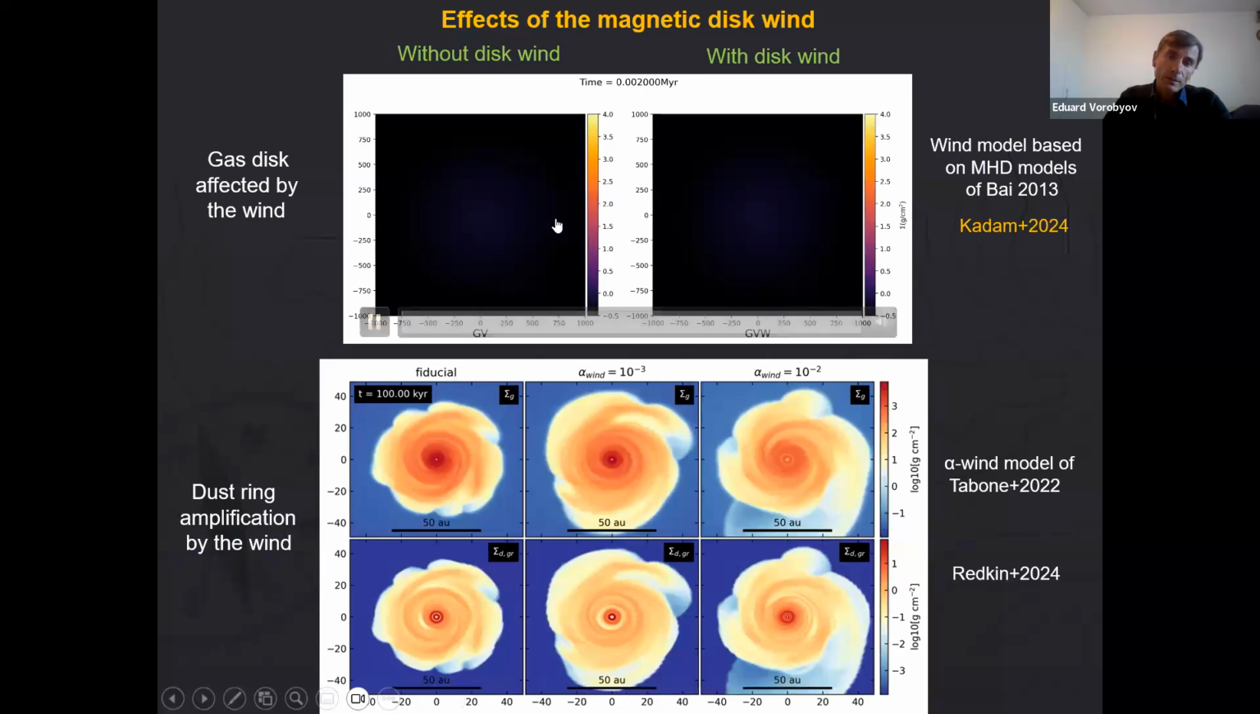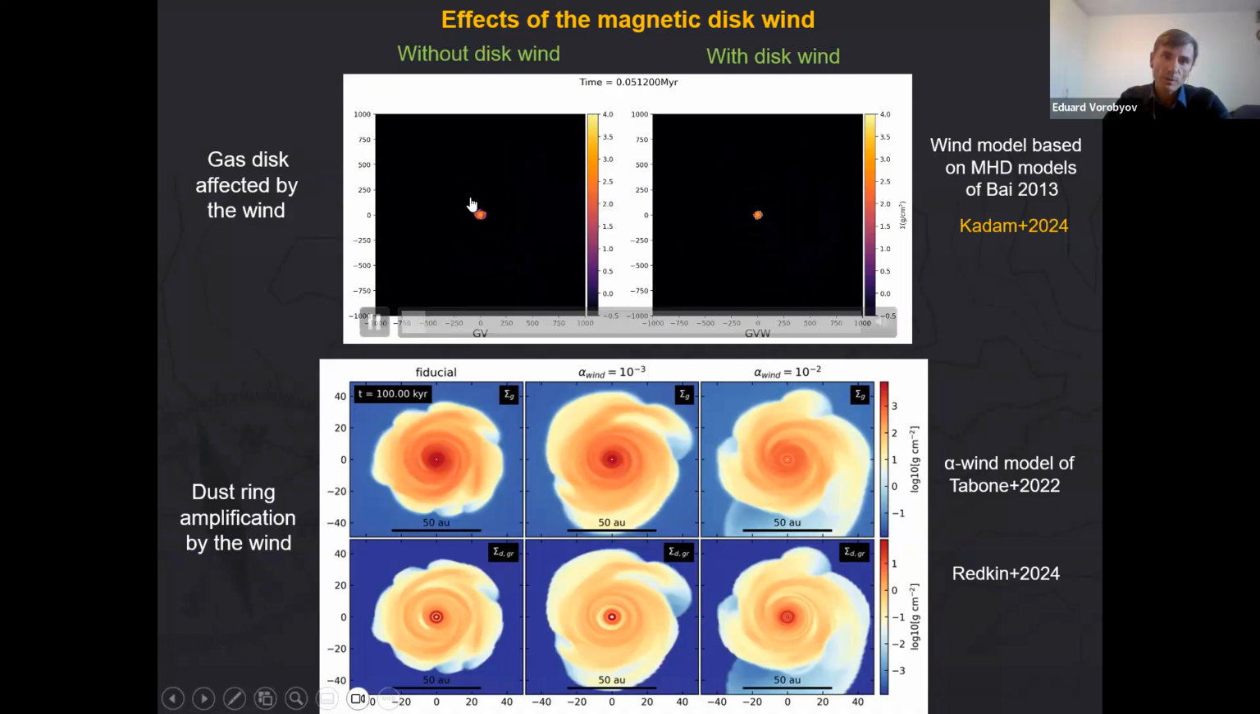What we can see, of course, is the effect of the disk winds. Here is the gas disk in the model without the wind, and this is the model with the wind. In the model without the wind, the disk is larger and viscously spread, whereas with the wind it is more compact, and it makes more sense when compared to observations.